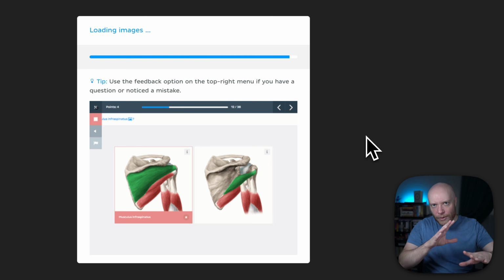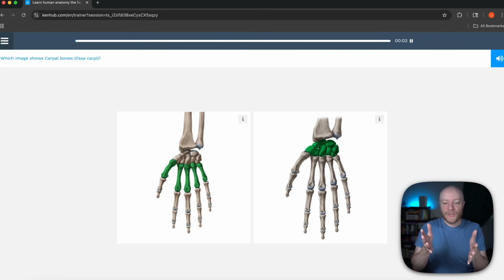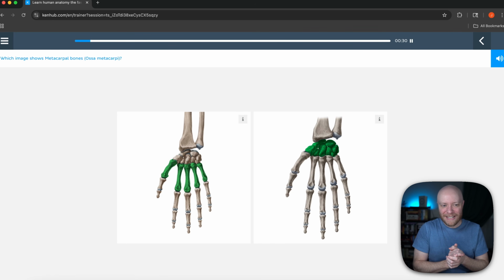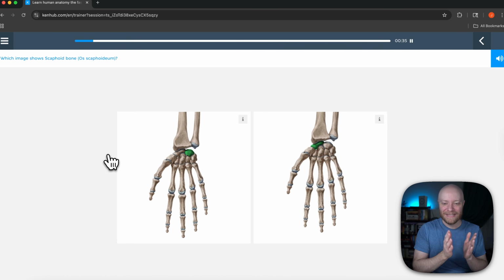I'm going to push start quiz, and what's going to happen, you're going to see it's going to load it up and get it all ready, and then boom, you can see that it's starting to show us parts of this. You can see like which image shows carpal bones, and then what you got to do is choose which one. So I chose a study quiz, and these quizzes are built to teach you as you are taking them, whereas our exam quizzes are more about testing your knowledge. You click it, it shows green, and then it's going to go to a different image, and this time it's asking for the metacarpals. You click on it, and so on and so forth.